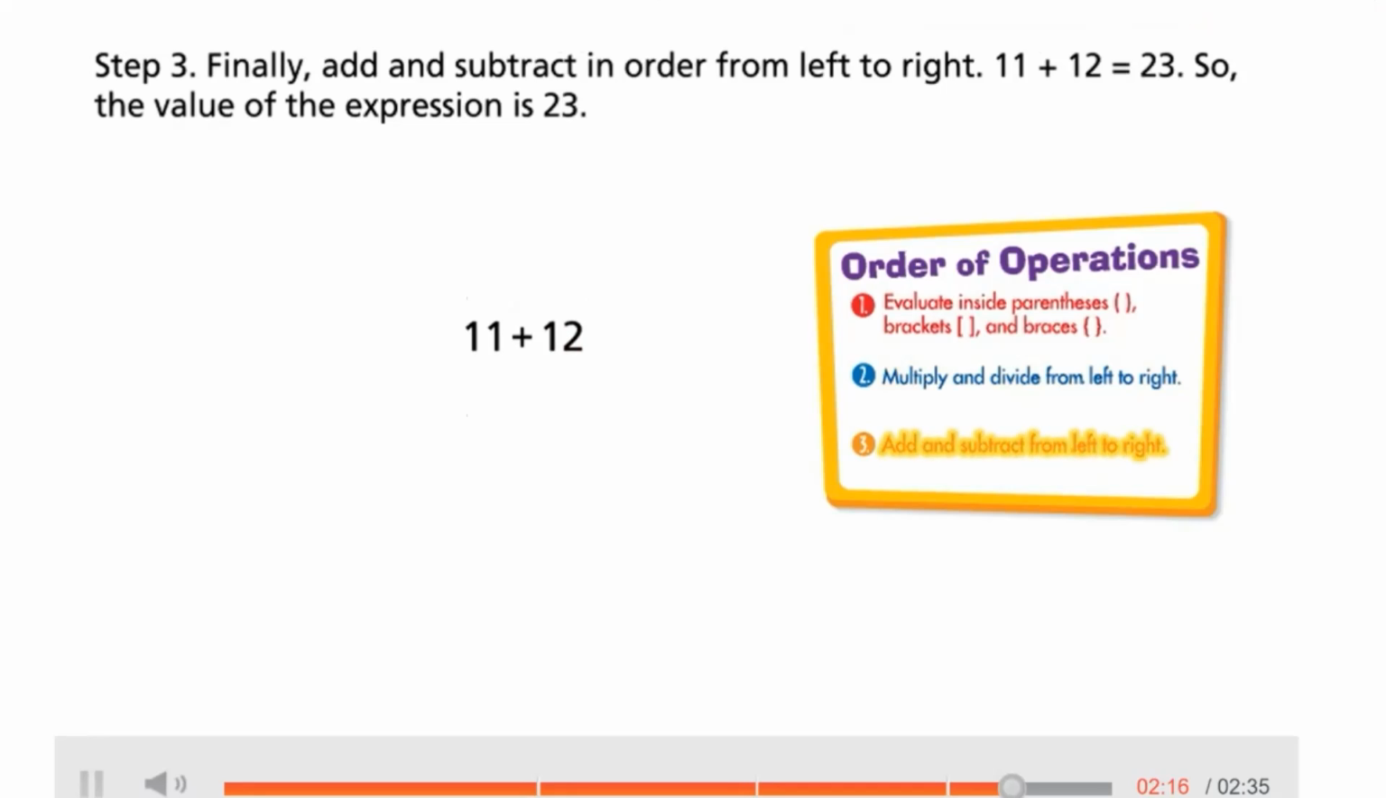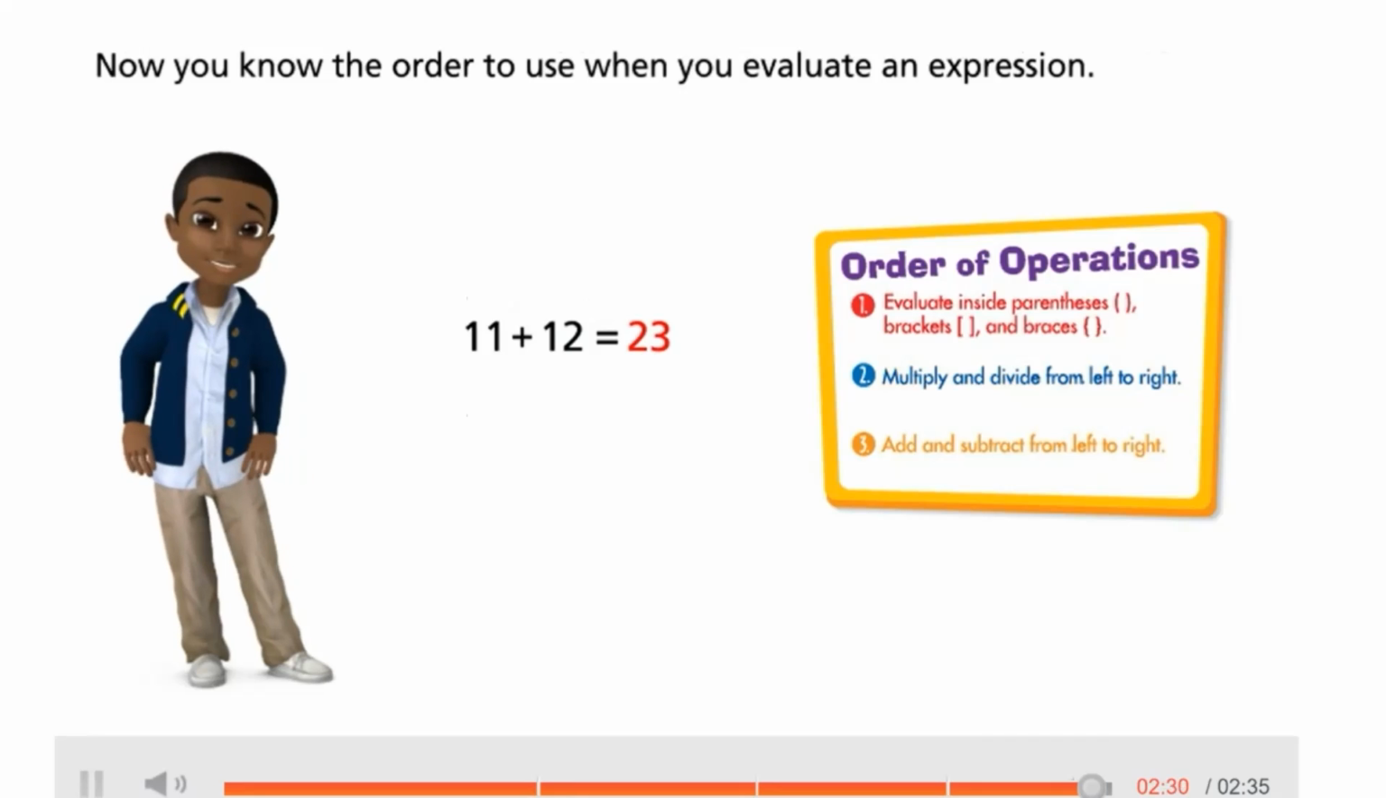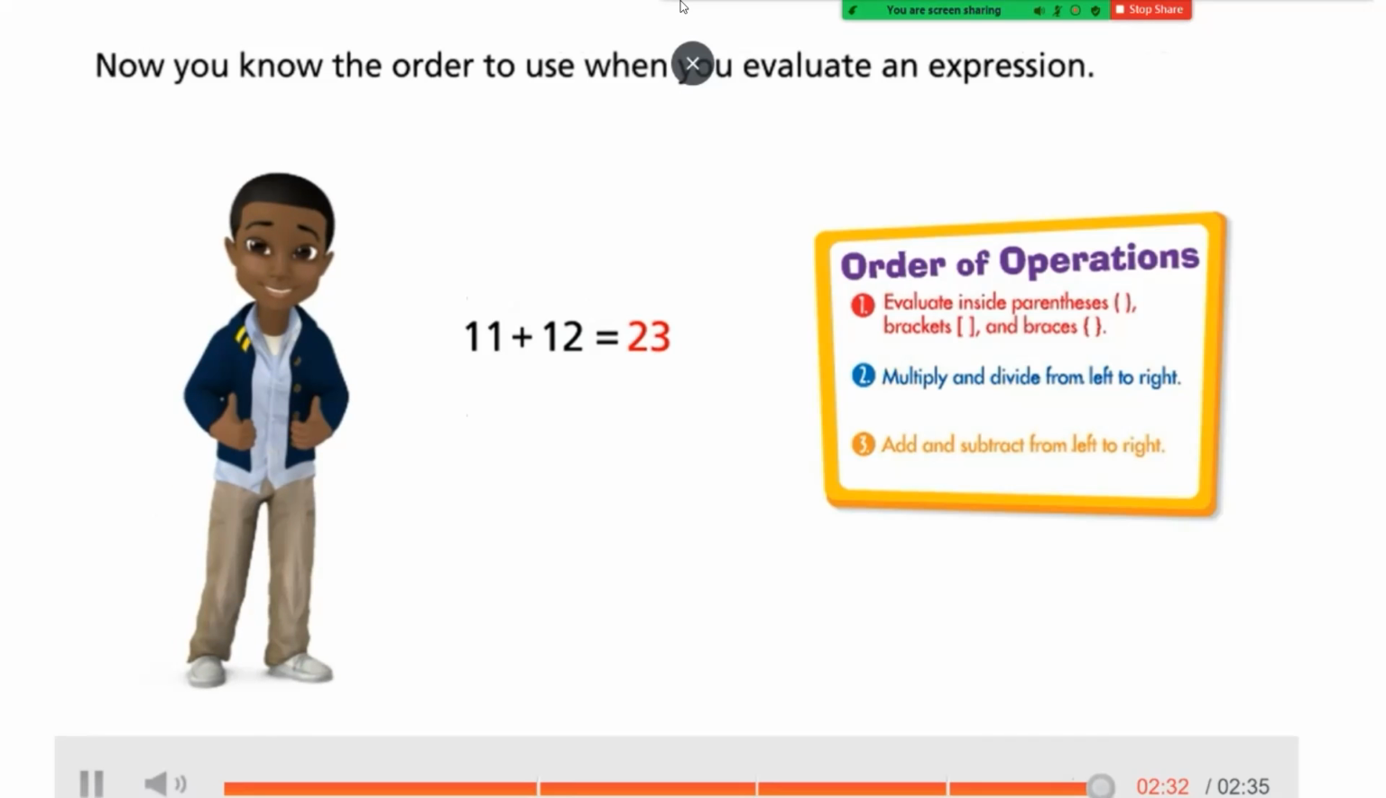Step 3. Finally, add and subtract in order from left to right. 11 plus 12 equals 23. So the value of the expression is 23. Now you know the order to use when you evaluate an expression.